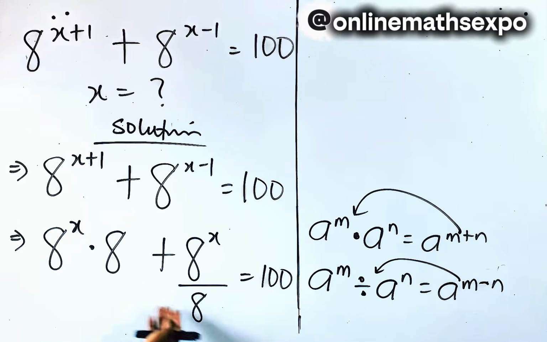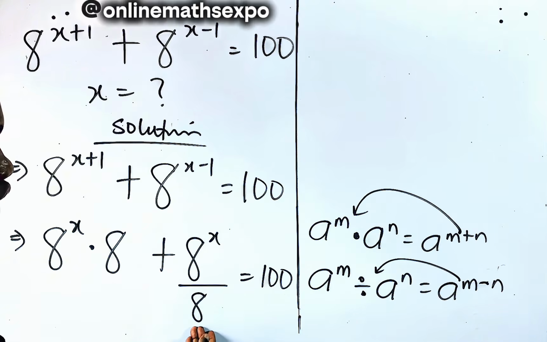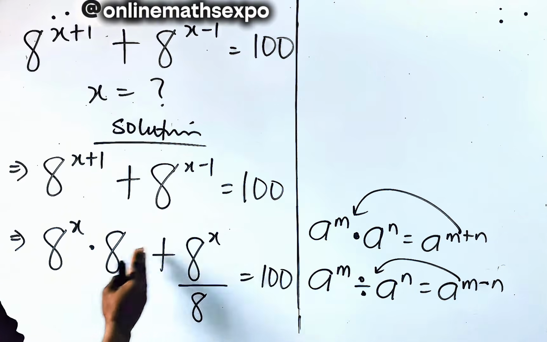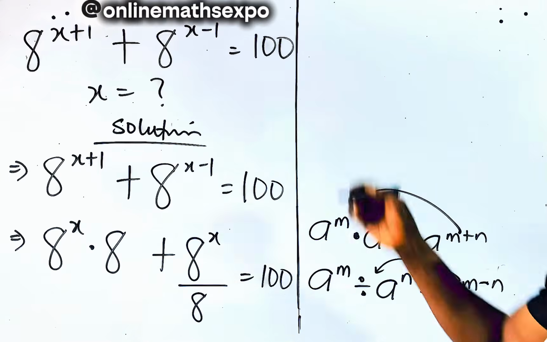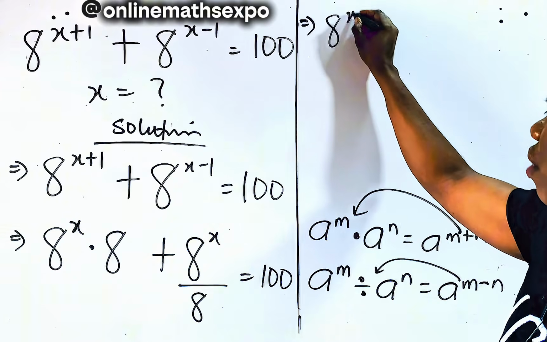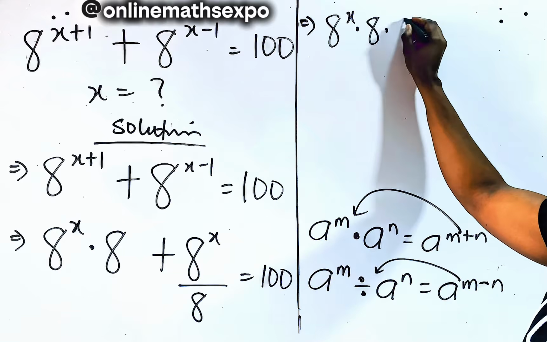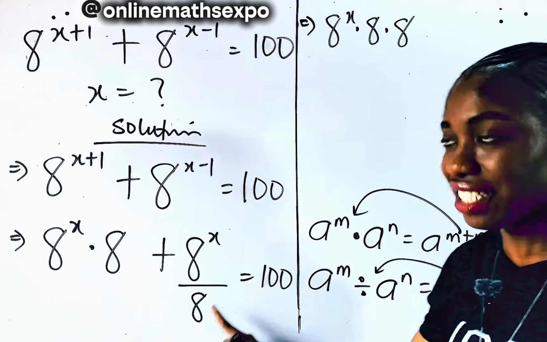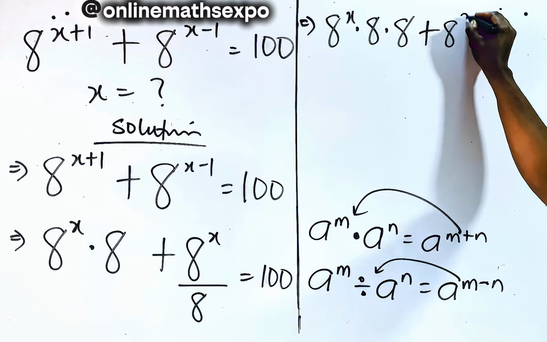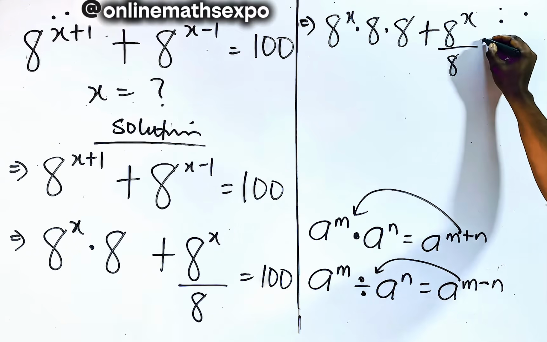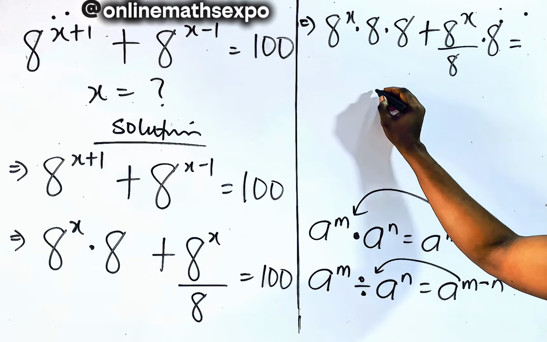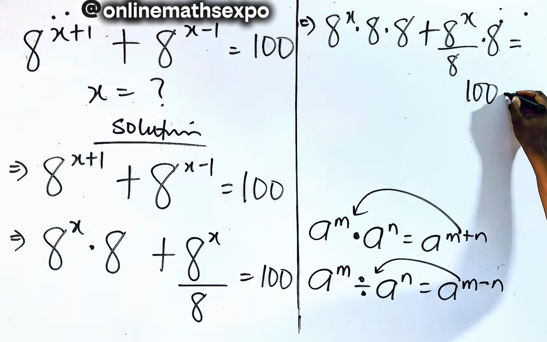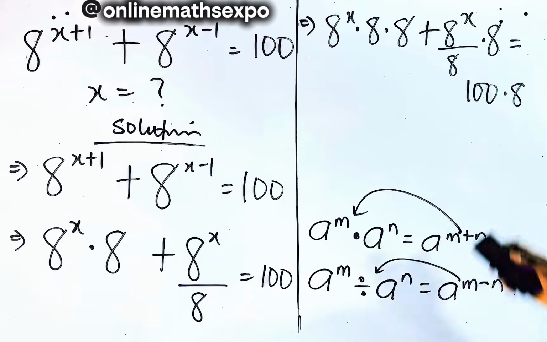So at this point, you also observe that there is a fraction. So we're going to clear this fraction, and to clear the division by 8, we multiply each part by 8. Let's do that together. So we have a to the power of x multiplied by 8. We also multiply this by 8 so as to clear this, plus a to the power of x divided by 8. We multiplied by 8, and everything is equal to, we do the same here. So we have 100 multiplied by 8. Now, what do you do next?